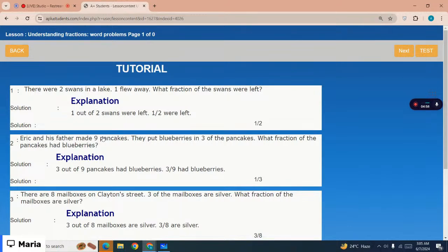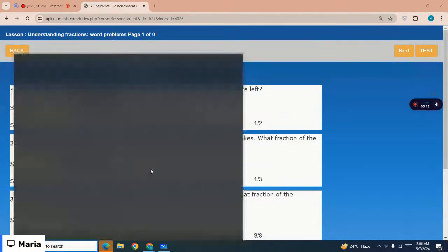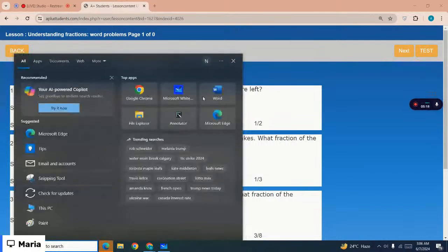So you have a total of two swans, right? One of them flew away. So when one of them flew away, you are left with one, right? So that means you are left in the lake one out of two, right? So you write one out of two in the fractional form as 1 over 2.